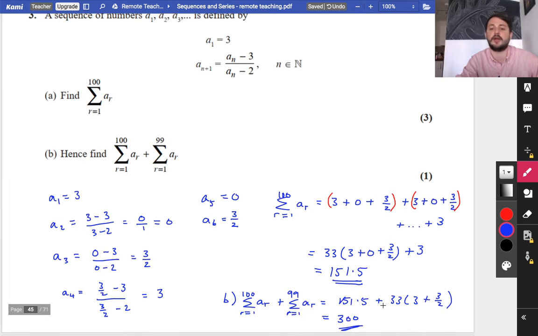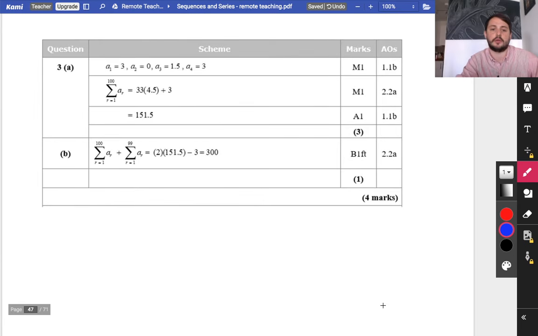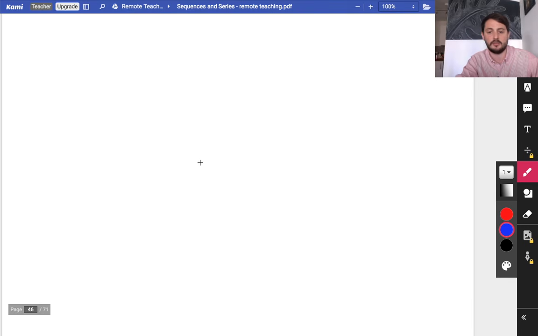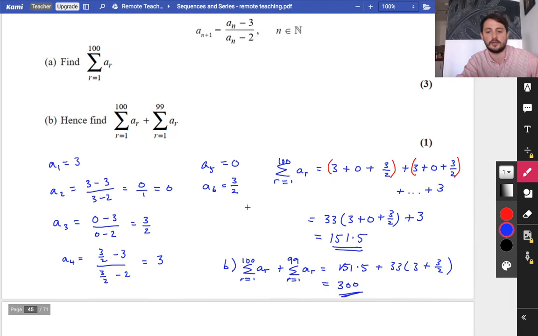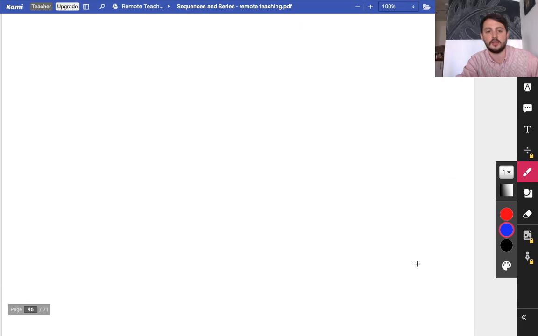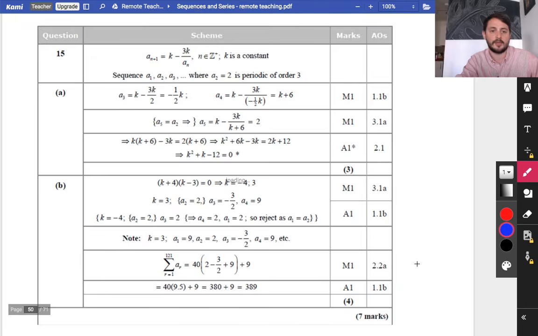Okay, let's see if we got that right. 151.5 and 300. Did they seem to do it in a different way? No, they've just got the same as us, 33 of those groups of 4.5, which is the 3 plus 0 plus 3 over 2, and then the 100th one was the 3 that they've got added on there as well. They did it in a slightly different way. They did 2 lots of this one, and then they took away a 3, but I'm happy with the way that we did it, of just doing all the way up to 99 and adding on an extra one of those.